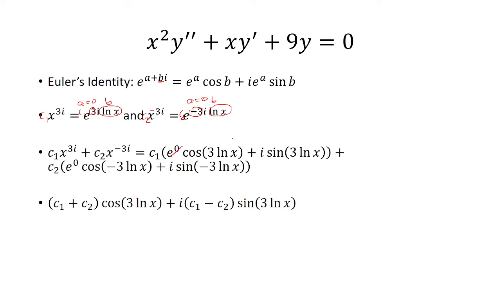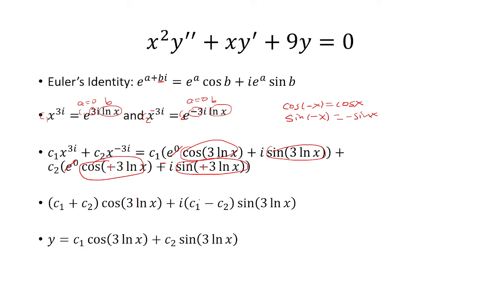Now, this is just 1. And then cosine of negative x, in general, is just cosine of x. So this is positive. And then sine of negative x is negative sine x. So this is positive, and it comes out as a negative. So we have cosine 3 ln of x in both of these with coefficients c1 and c2. And then we have sine 3 ln of x over here with coefficient c1 minus c2. And then don't forget the i in front.